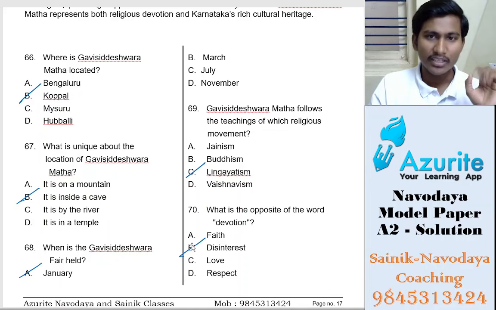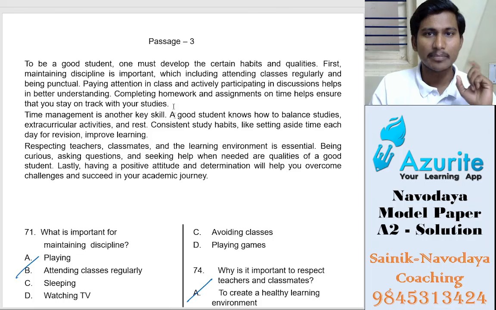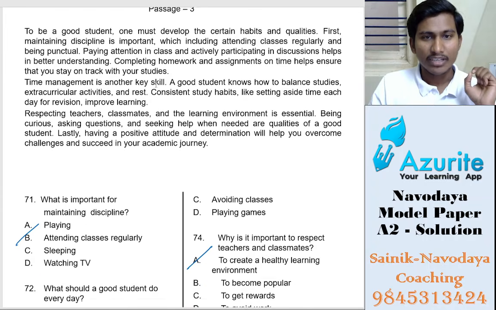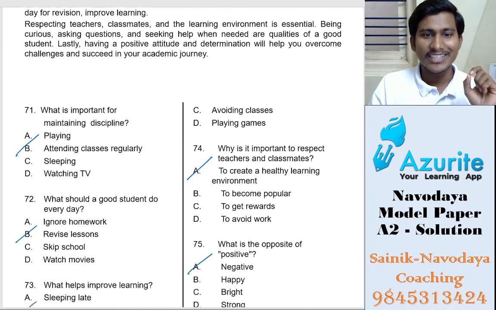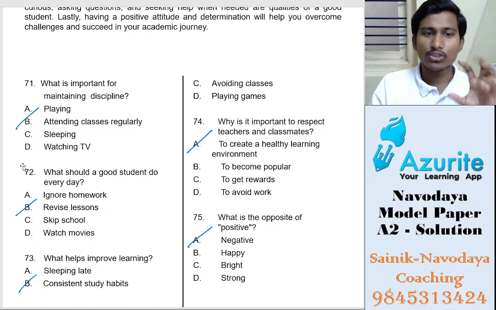Okay, now let's do the next, that is passage 3. So this is the passage. What is the 71 answer? That is B option. 72 is B, 73 is B, 74 is A, 75 is A.